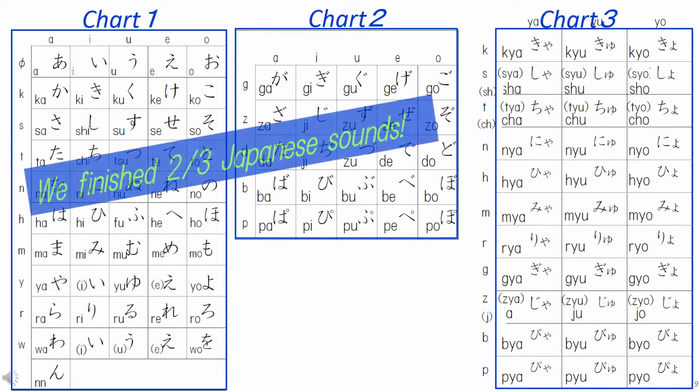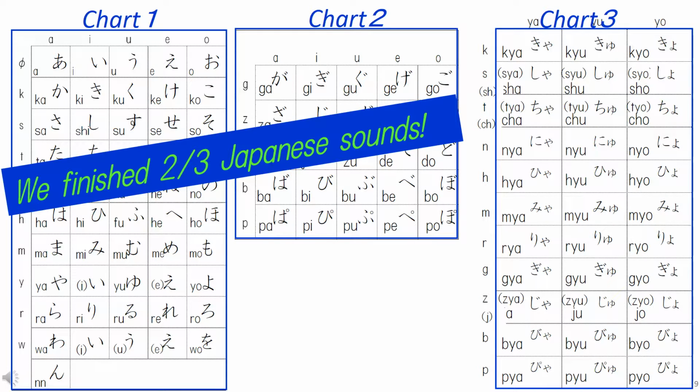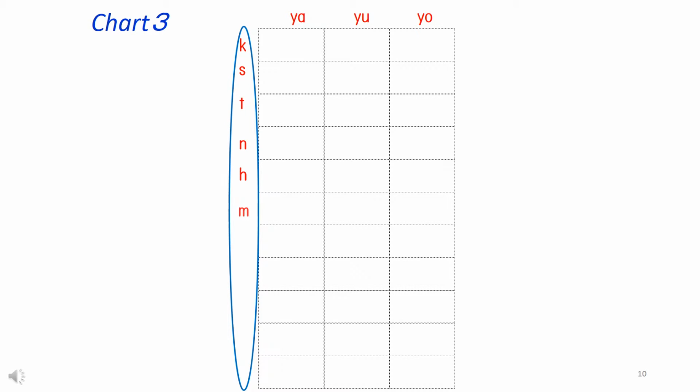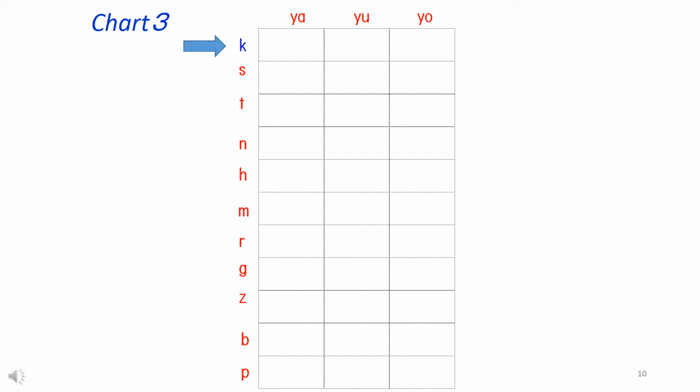We finished 2/3 of all the sounds. The last sounds are in chart 3. Sounds in chart 3 are made by combining those in this vertical column with ya, yu, yo. This sound is k plus ya, so kya, and kyu, kyo. The hiragana are kya, kyu, kyo. We write small-sized ya, yu, yo here to pronounce them.